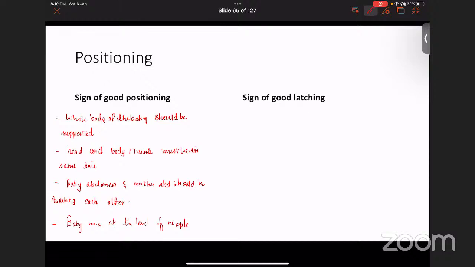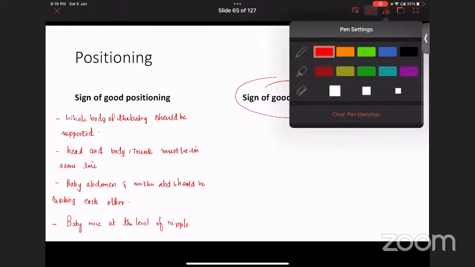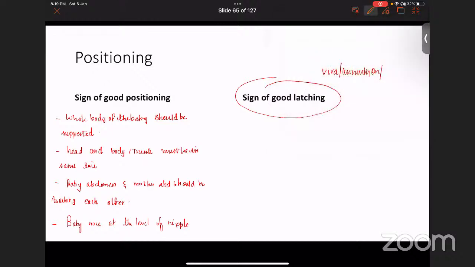Now, the next question is what is good latching? This is an important Viva question, your university question. So what are the signs of good latching? One, the mouth should be wide open. Mouth of the baby should be wide open.